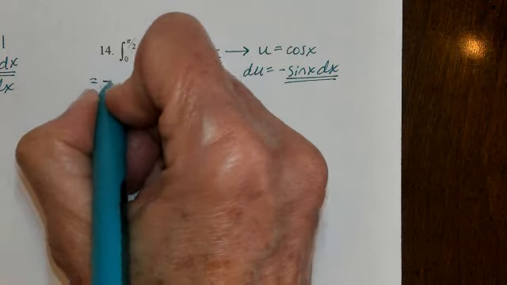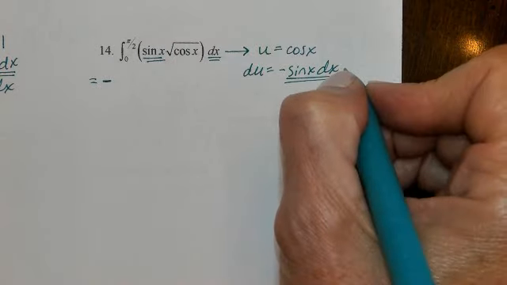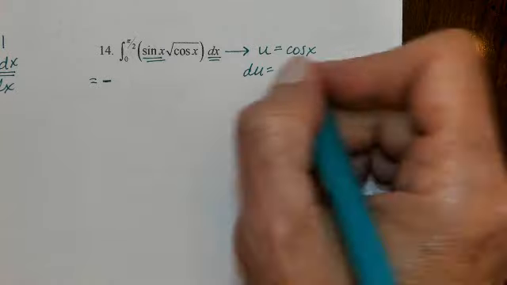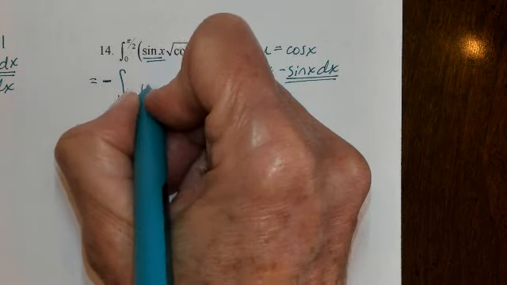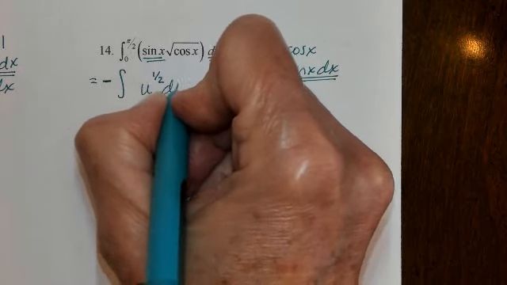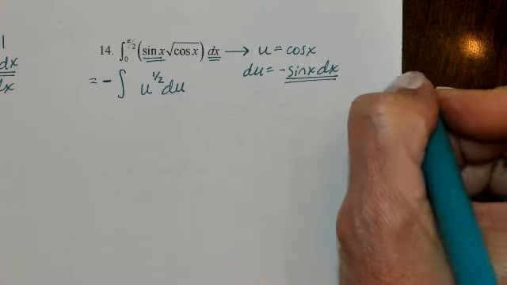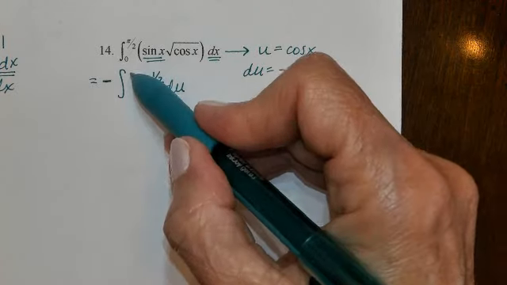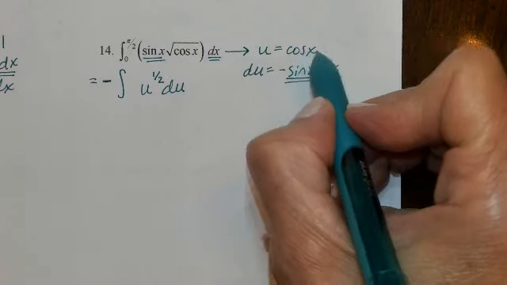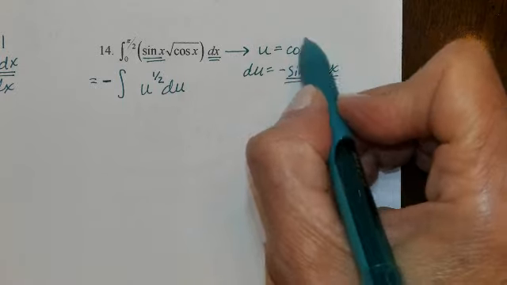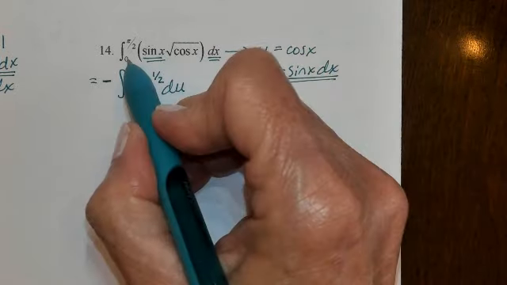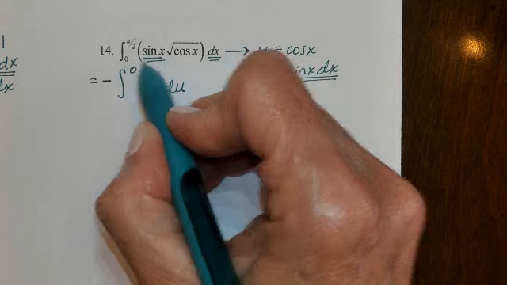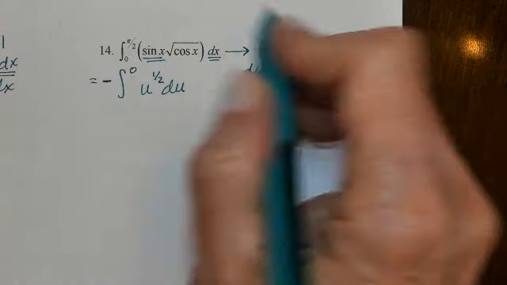So I'm going to take the negative outside. I like to take that negative, or a constant, outside. And then I just have u to the 1/2 du. Okay? What's my new upper boundary? What is cosine of pi over 2? Cosine of pi over 2 is 0. What's my new lower boundary? What's cosine of 0? Well, cosine of 0 is 1.